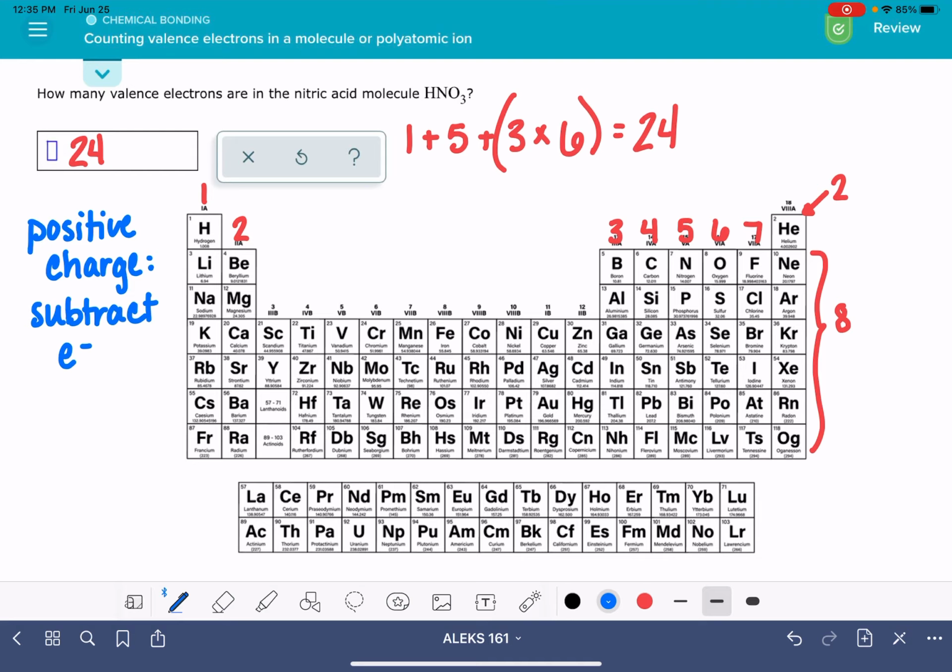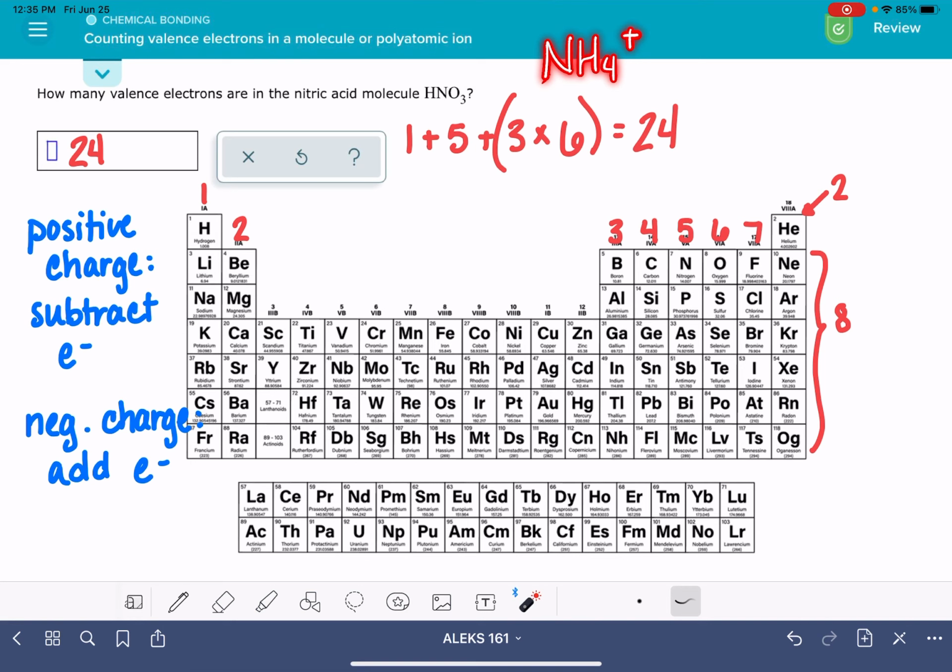If you have a +1 charge, then that means you're going to subtract 1 electron. If you have a +2 charge, that means you're going to subtract 2 electrons. If you have a negative charge, that means you need to add electrons. And again, you're going to add the number of electrons based on the charge. So if you had NH4 plus, positive charge, that would mean that you would subtract, in this case, 1 electron. If you had SO4 2 minus, negative charge, that would mean that you would add, in this case, 2 electrons.